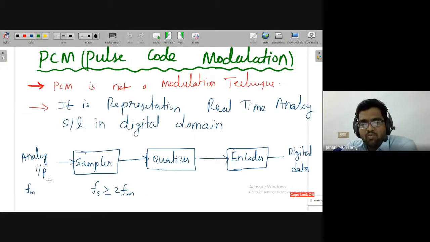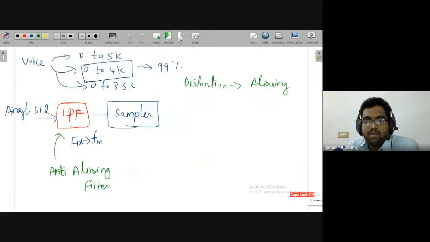Somehow we have fixed what FM is. Here I have to put one low pass filter. Once I put the low pass filter, I should know very clearly what FM is. Before that, I do not know what FM is. Now I am fixing FM. The moment you fix FM, again, you have to fix Fs, the sampling frequency.